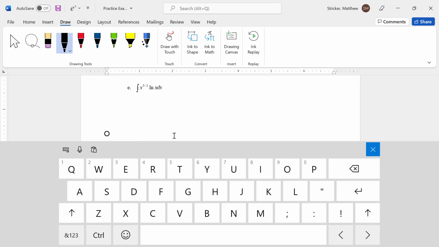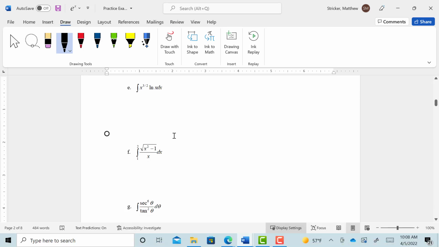So E, we have two functions, right? Are they related or are they unrelated? Well, to me it looks like they are unrelated functions. So we're going to want to go ahead and use which method? Are we going to use u-substitution or integration by parts? I'm going to use integration by parts.